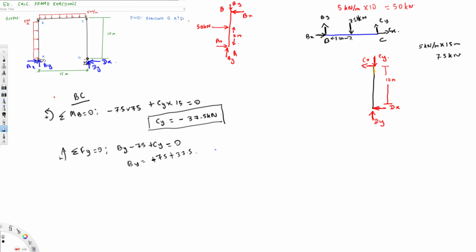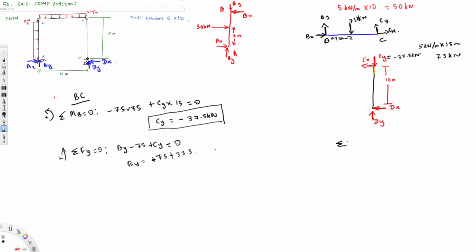So let's find this one. I can use this one. Since we have found the Cy already, I can simply substitute here. So minus 37.5 kilonewton. From this one I can calculate Dy. If I calculate Dy, it's going to come.